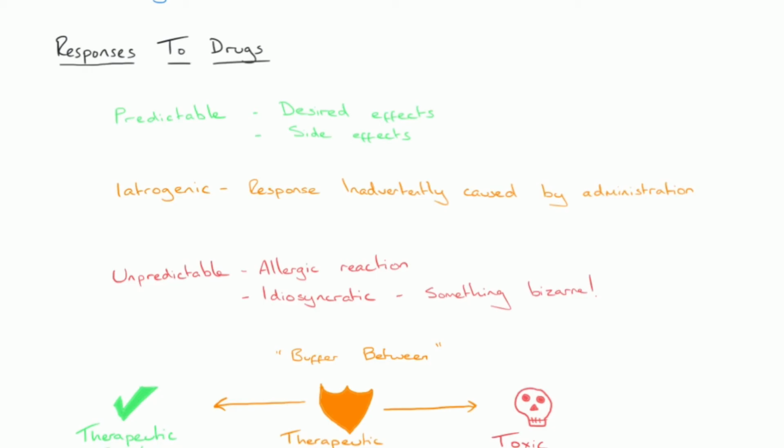We've then got iatrogenic responses, which are responses inadvertently caused by administering the drug. So these are undesired and unplanned effects that we've caused by giving you the drug. And then we've got unpredictable responses, which are your allergic reactions, and what we call the idiosyncratic responses. These are the unreported. We've given aspirin to millions and millions of people, and for some reason something incredibly bizarre has gone on after administering the drug to this patient, something we don't know about. So it's a side effect or an iatrogenic response that we really had no idea could happen. So they're your unpredictable responses.